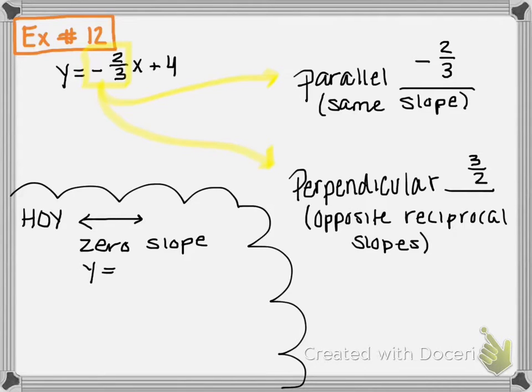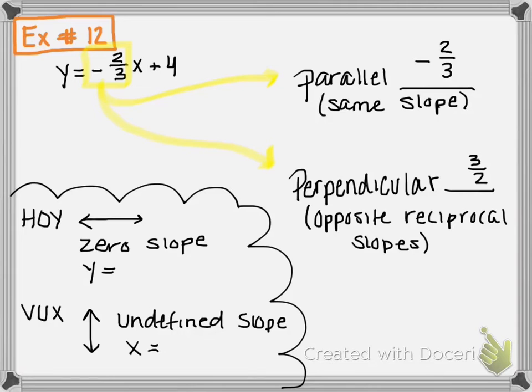So the other one was VUX. VUX meaning it's a vertical line. This one has a slope that starts with a u. It was called undefined. And this one has an x = equation. So these two lines are actually perpendicular, a horizontal and a vertical line, because they do create that 90-degree angle.